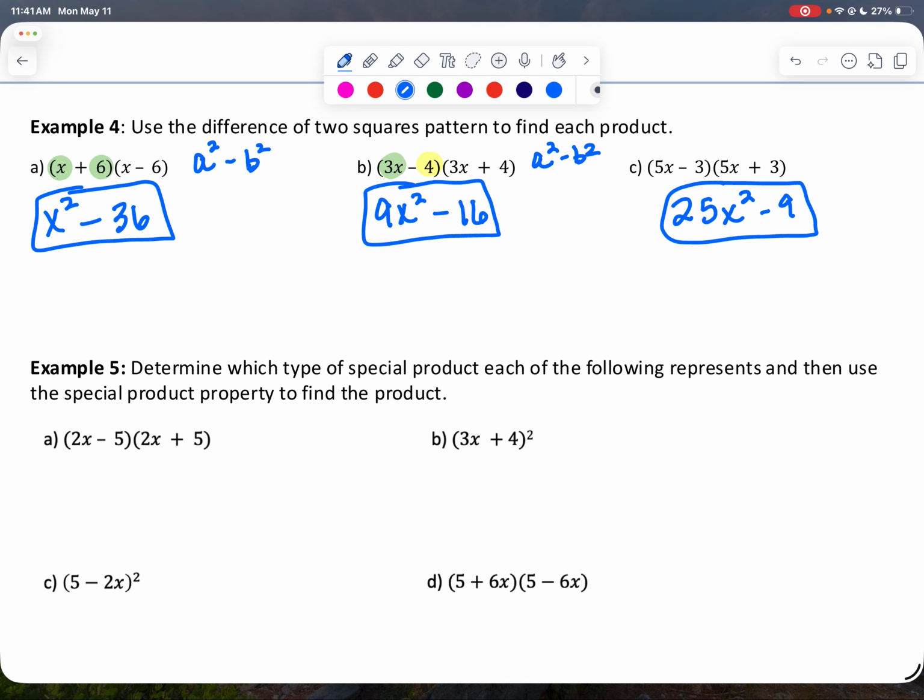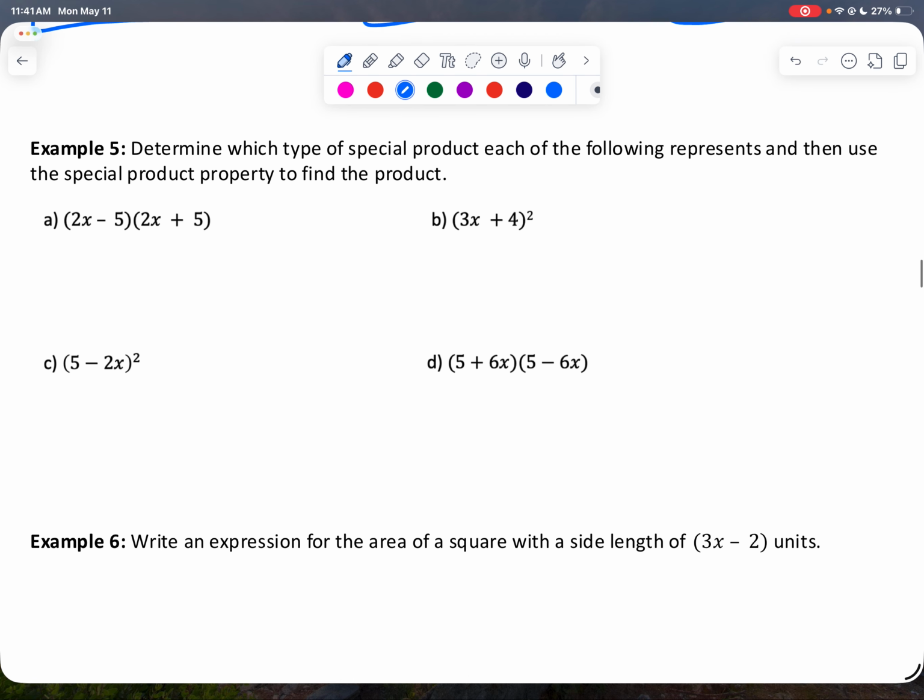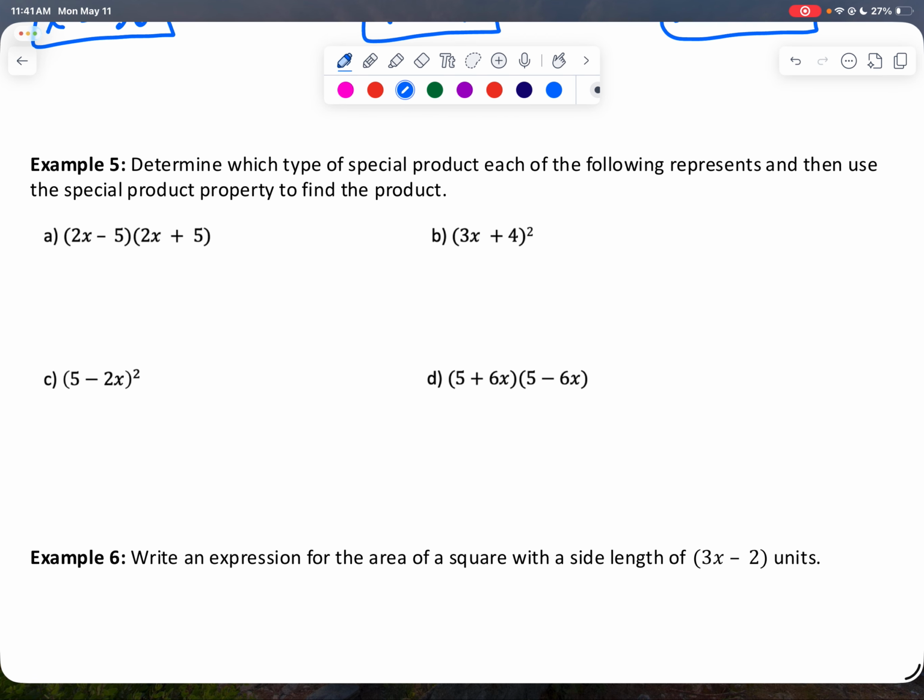All right, example 5. This time, we're going to mix up the two special patterns, and hopefully you can learn to tell the difference between the two and how to figure out which one to use. So in problem 5, it says determine which type of special product each of the following represents, and then use the special product property to find the product.